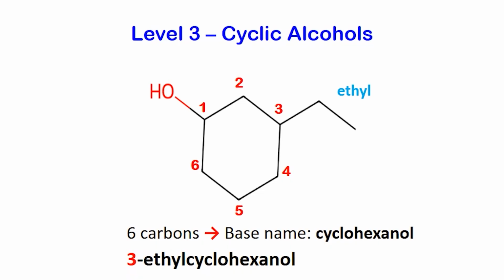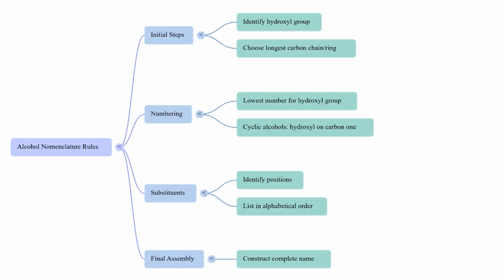Even though molecules can look more complex, the naming method stays the same. Identify the hydroxyl group. Choose the longest chain or ring that includes it. Number it so the OH has the lowest position, and list any substituents alphabetically. With practice, even branched or cyclic alcohols become straightforward to name.